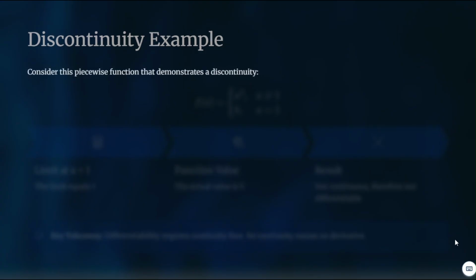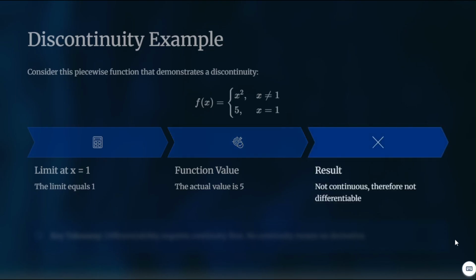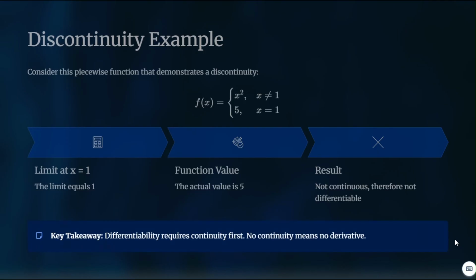Consider this piecewise function that demonstrates a discontinuity. F of x equals x squared when x is not equal to 1, but f of x equals 5 when x equals 1. If we look at the limit at x equals 1, the limit equals 1. However, the actual value of the function at x equals 1 is 5, and therefore the function is not continuous, therefore not differentiable. Differentiability requires continuity first. No continuity means no derivative.